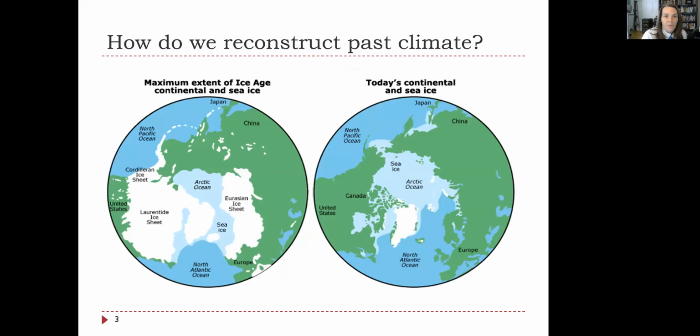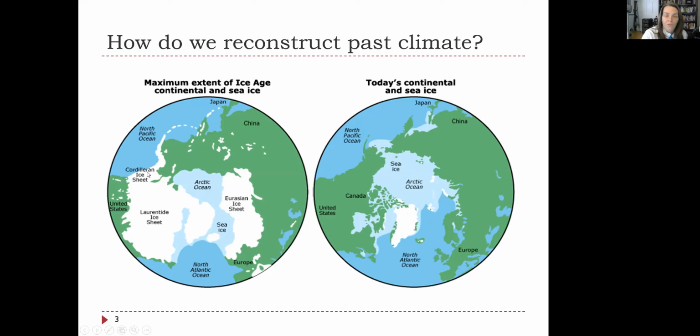This is a map of the maximum extent of the continental ice sheets during the most recent glaciation, compared to today's continental ice sheets. You can see that today we have the Arctic Ocean, which is covered by sea ice, a little bit different from an ice sheet itself, but there's sea ice in the winter in the Arctic, and then Greenland, of course, covered by a continental glacier. But if we go back to that last glaciation, you'll see a large extent of ice extending all the way down into North America and parts of Europe as well.